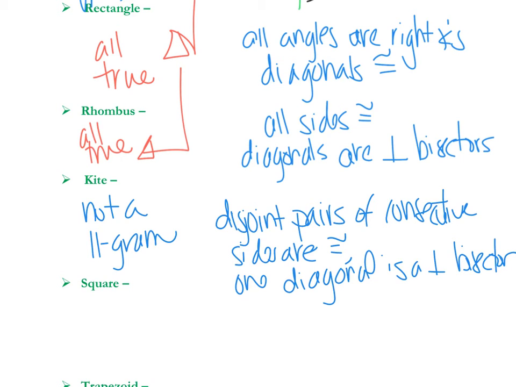So what this means is that here is a picture of a kite, and the disjoint pairs, so basically, means not the ones that are opposite each other. So these two and these two are going to be congruent. Let's go ahead and mark those. So congruent, congruent. And then one of the diagonals is a perpendicular bisector. If we draw in both diagonals, this one would be the one that would be bisected. Okay, and perpendicular.